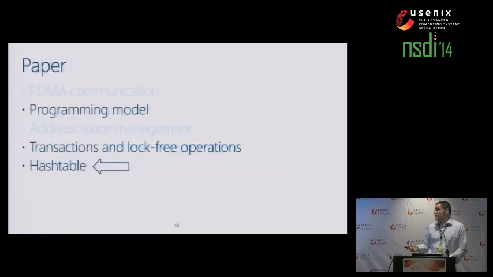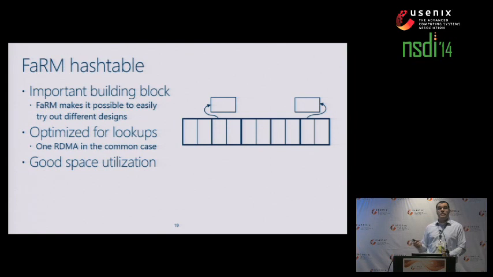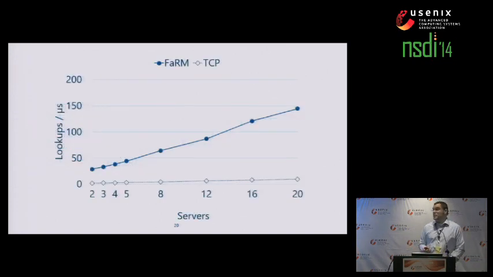Next I'm going to briefly tell you that we also have a FaRM hash table. We also have a key value store. This is one of the things that we built on top of FaRM. The reason we opted for a hash table is that it's a very important building block. But because we have this very nice programming abstraction, we were able to relatively simply try out different designs. It's also possible to build other data structures. We also built a graph store, for instance. Our hash table is optimized for lookups and has good space efficiency, which is important for main memory systems. It's a very interesting algorithm, but I don't have time to talk about it. So we can talk about it later, or you can take a look at the paper.